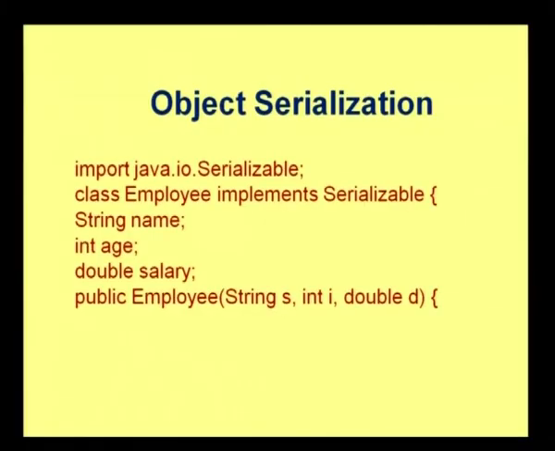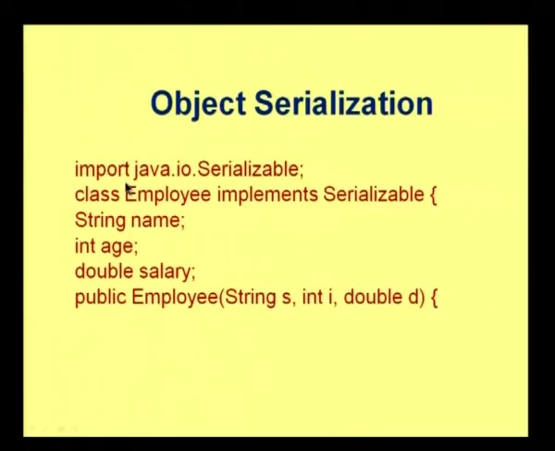So whenever I use an object output stream or object input stream, the objects I write and read should always be implementing a serializable interface. Otherwise, it is not possible for you to read and write the objects through your stream. So here is a sample program.